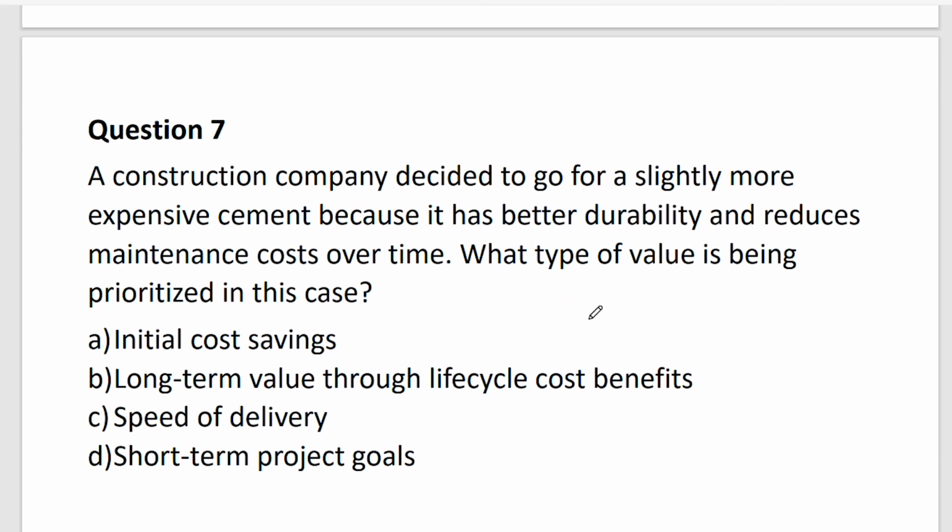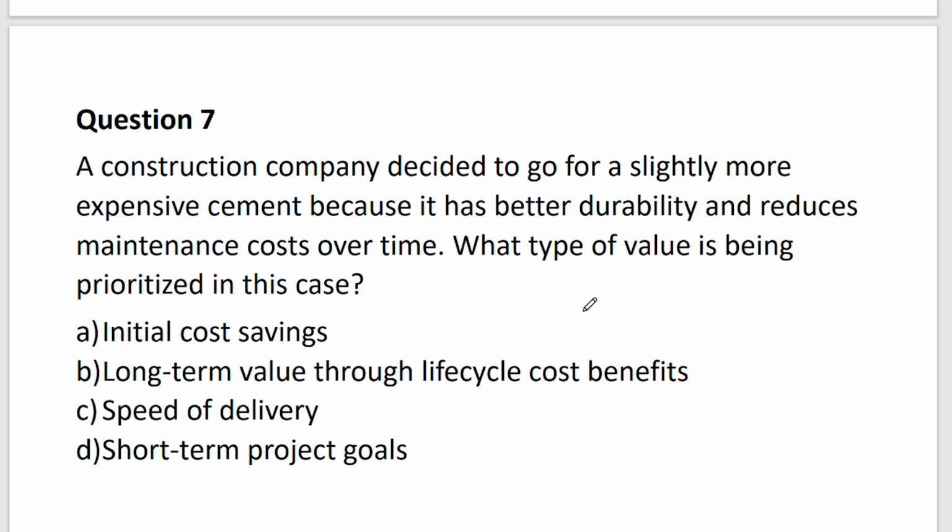Now, number seven, a construction company decided to go for a slightly more expensive cement because it has better durability and reduces maintenance cost over time. So durability and that. What type of value is being prioritized in this case? Because definitely there's some value to that. So the value could be, which one? Is it initial cost saving? I mean, are we saving money? We are told expensive. So there's nothing like saving money initially.